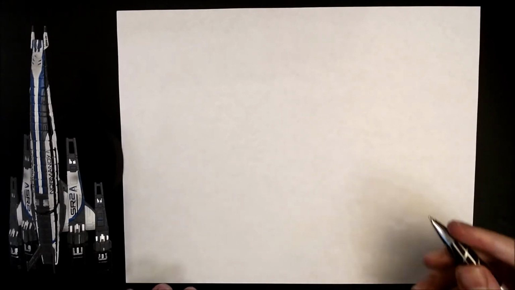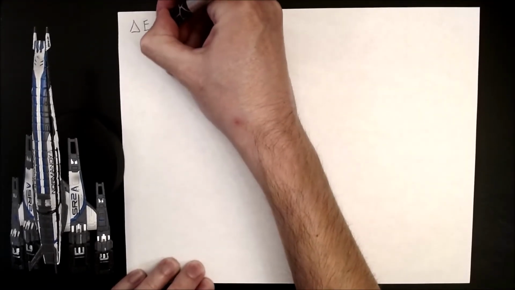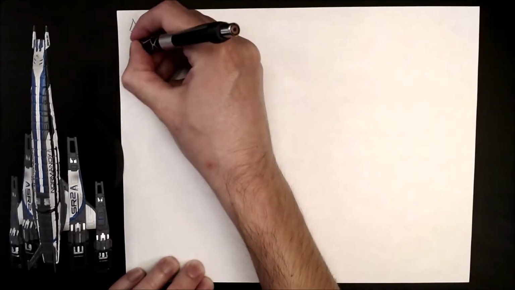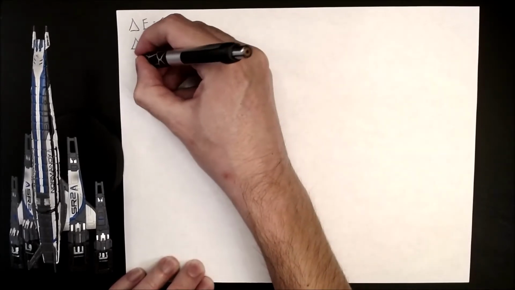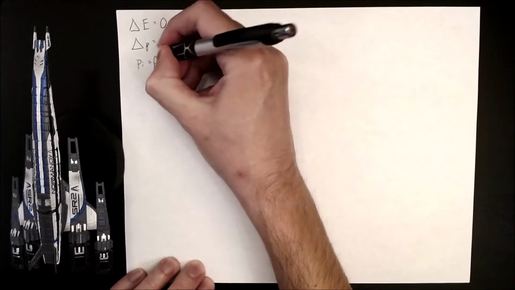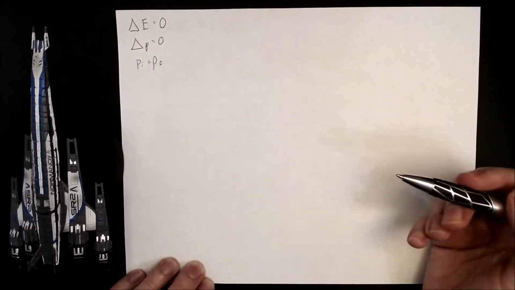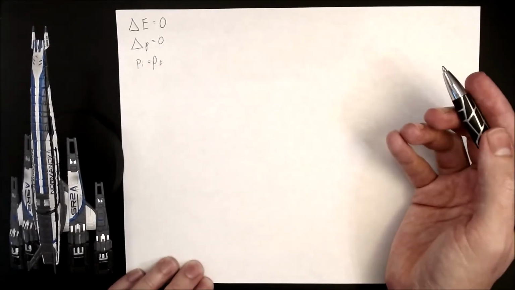Well, we've seen this before. We know that delta E is equal to 0 because energy is conserved in this one. But this is also a collision. And so we need to remember that delta P is equal to 0, aka P initial is equal to P final. Well, let's start with this one. Let's start with the new stuff. Momentum initial is equal to momentum final.